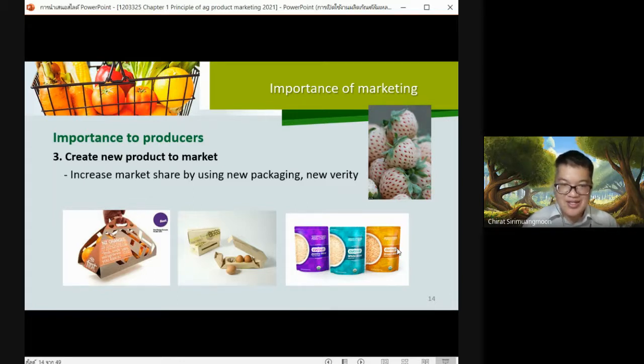Or the middle picture is about the egg box produced from paper. Or we have ready-to-eat rice that you just put into the microwave and then you can eat it. So the change of behaviors changes the marketing issues, and then it is reflected in the creation of new products.